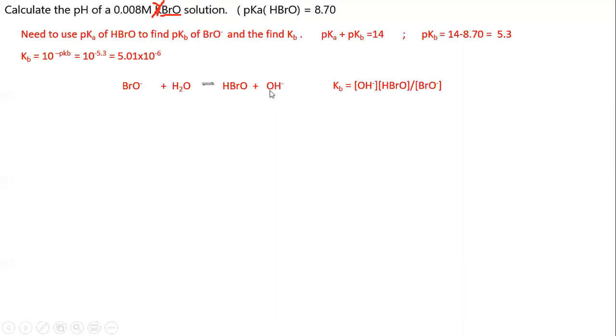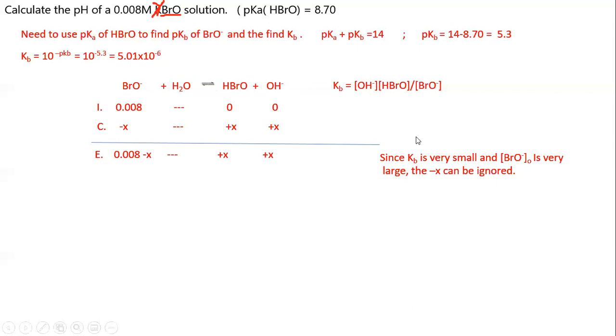So now we put up the dissociation. Again, this is a weak base. It accepts a proton, forming the conjugate acid and hydroxide. We set up the ICE table, the change, equilibrium. Again, the Kb compared to the initial concentration is a lot smaller, so we can ignore the minus x.